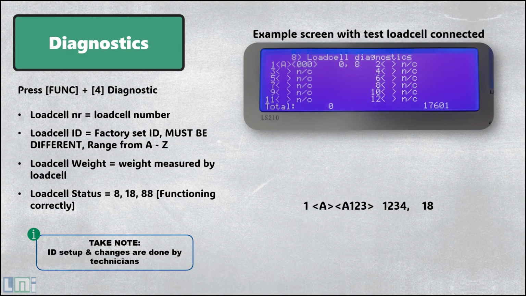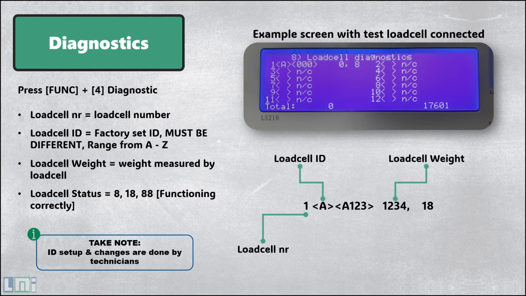For diagnostics, select the function key and 4. The information displayed will include the load cell number, the load cell ID, load cell weight, and the load cell status. Just a quick note here, the ID setup and any changes are handled by technicians before the unit leaves the factory.